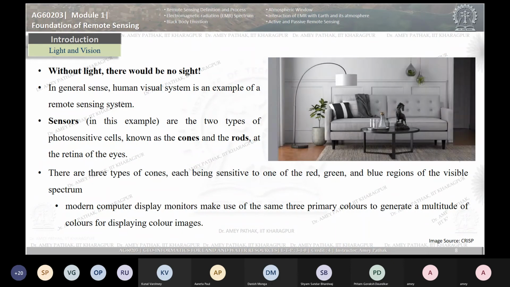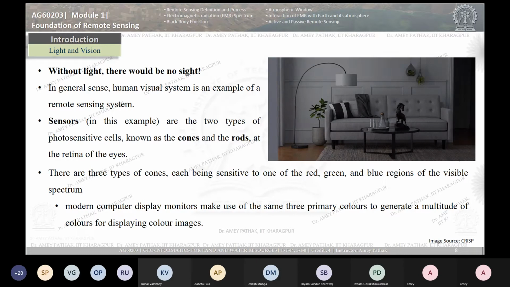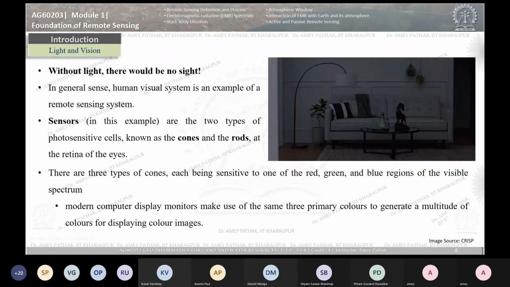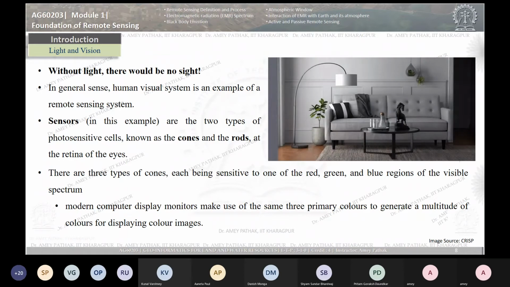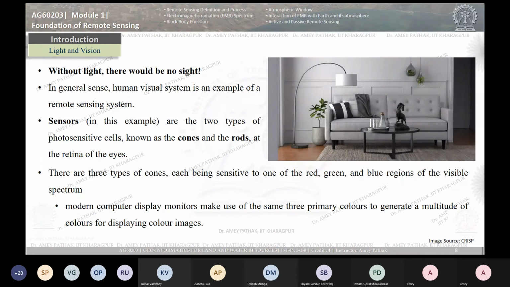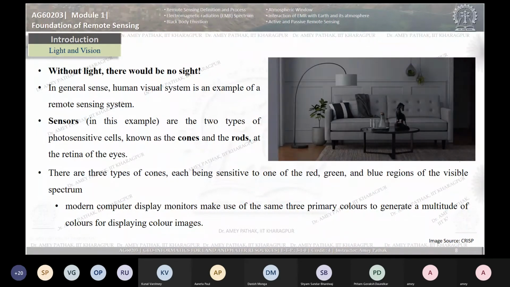Okay, so as I said, there are two types of cell, cones and rods, and what we perceive as an object is actually because of the ability of these cones and rods. Because of this functionality of cones and rods, these two cells which are located at the retina, we are able to see the object.